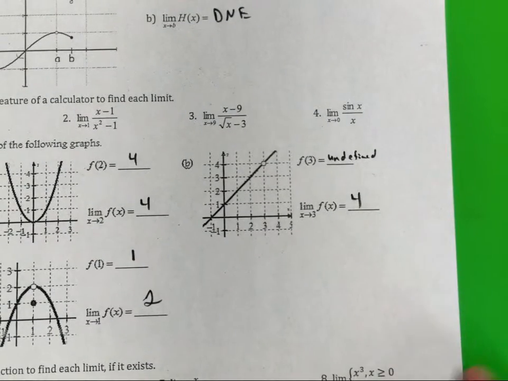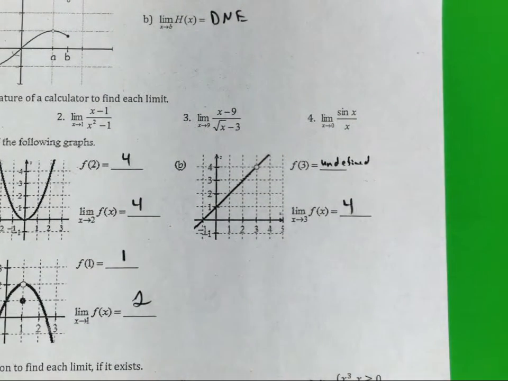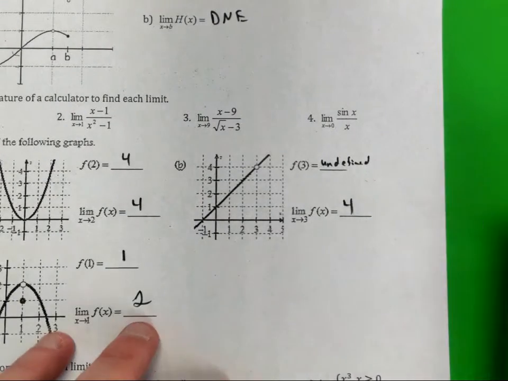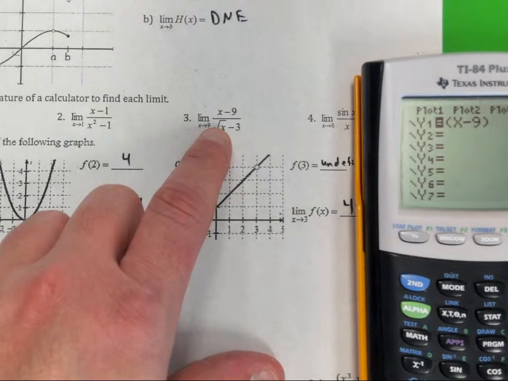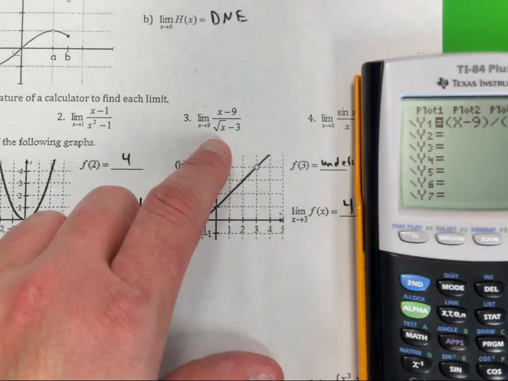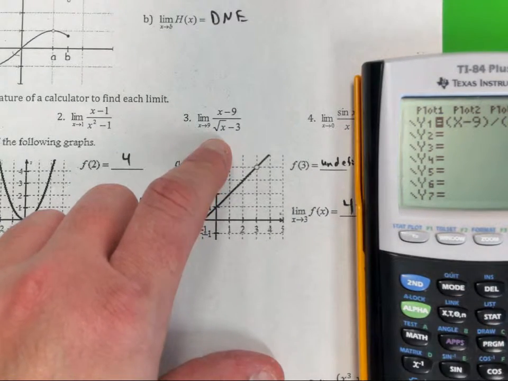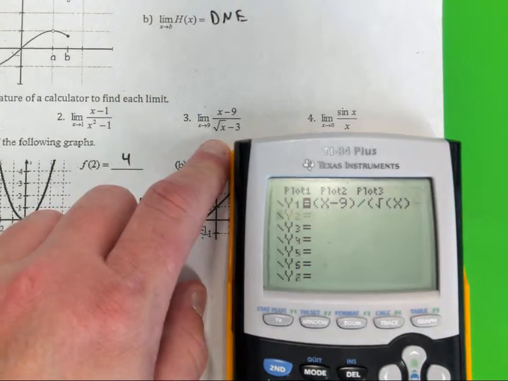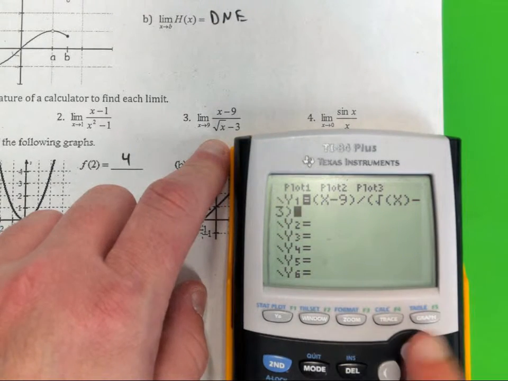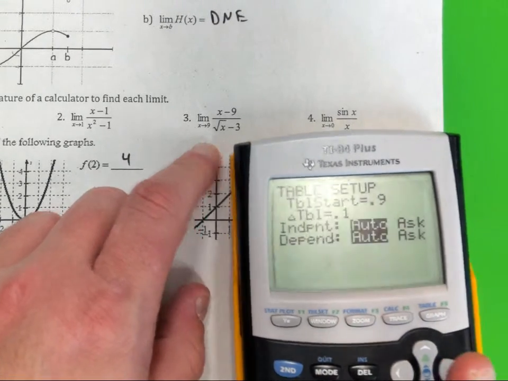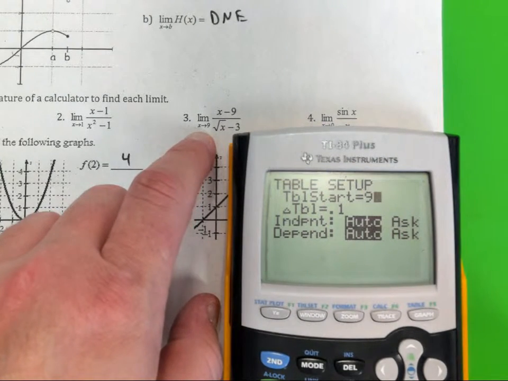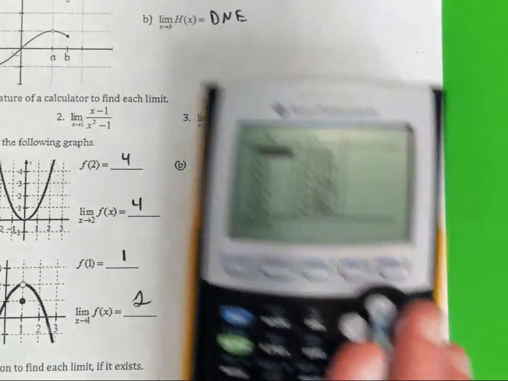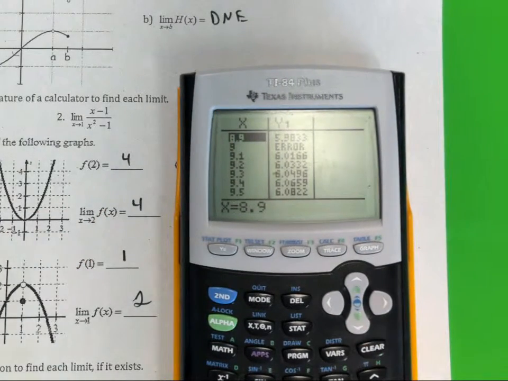I want you to look at the structure of number 3. Okay? Let's type it in your calculator. When you type it, make sure you put the numerator in parentheses divided by the denominator in parentheses. I'm going to go to second table set. What value am I worried about? 9. So I'm going to start it there. Hit second table. When I do that, guys, I see the word error at 9.